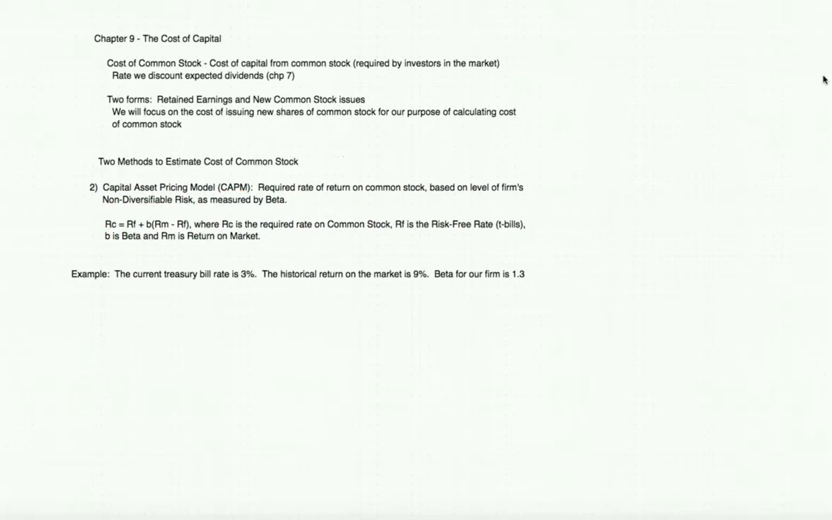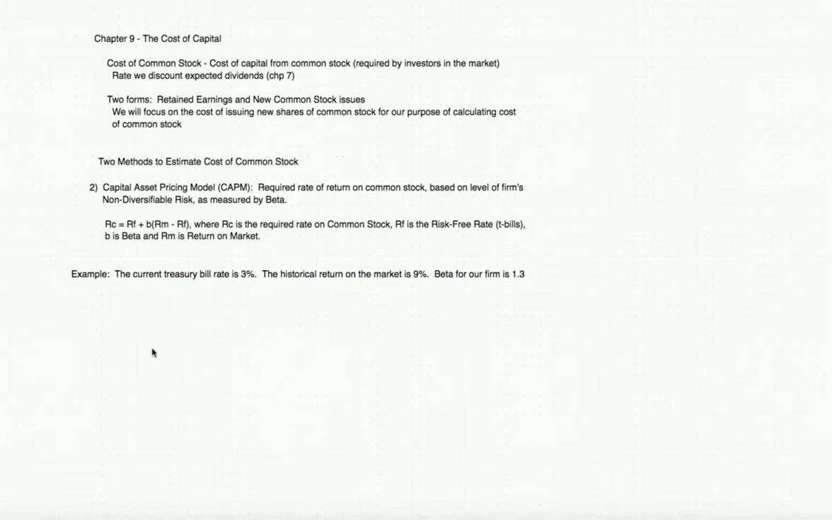We can look at a simple example of how to utilize the capital asset pricing model. In this example, we'll assume that the current Treasury bill rate is 3%, that the historical overall return on the market is 9%, and that the beta of our firm is 1.3. So again, beta measures the reaction of our firm's share price to the overall market, and by definition, the overall market's beta is 1.0. So this means that our firm reacts more strongly to changes in the market, actually reacts 30% more strongly to the changes in the overall market portfolio.